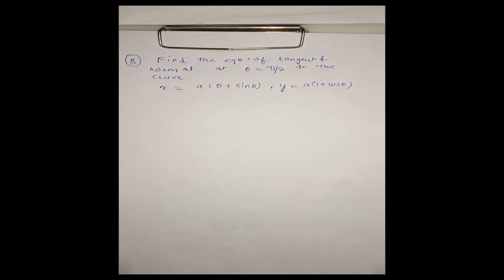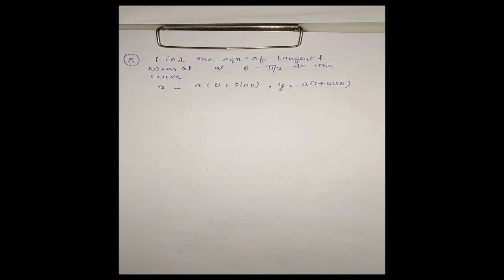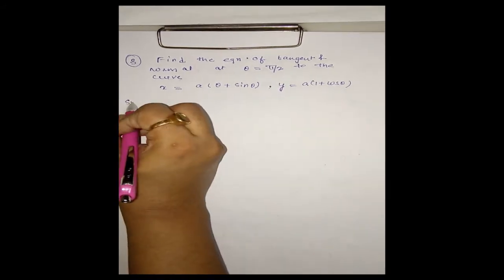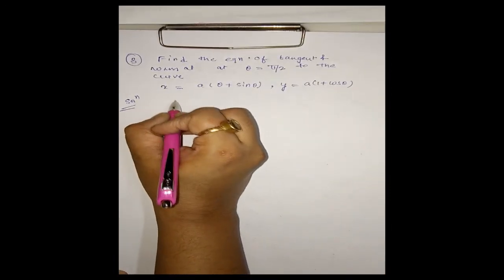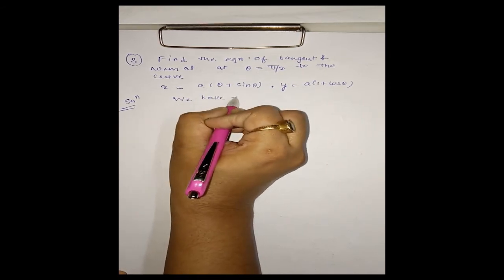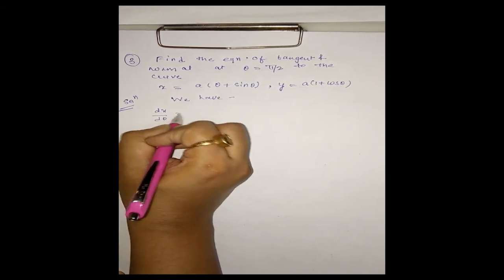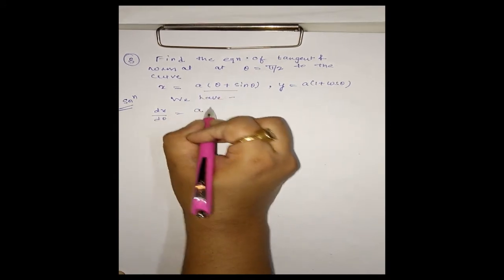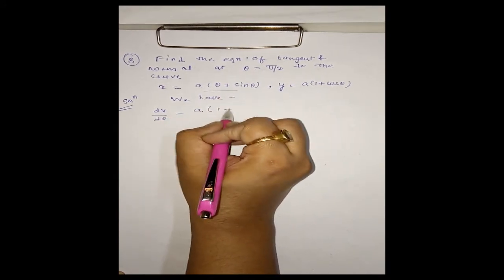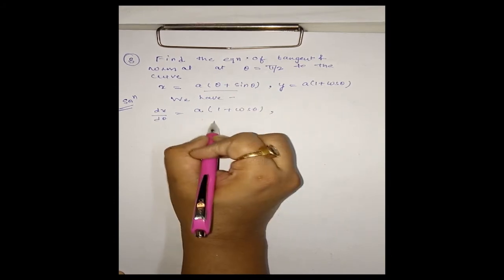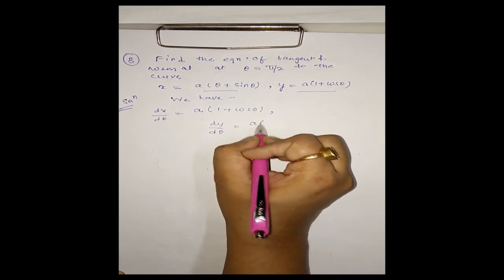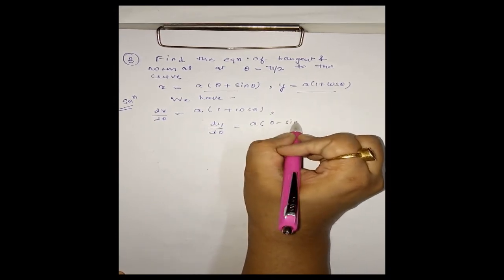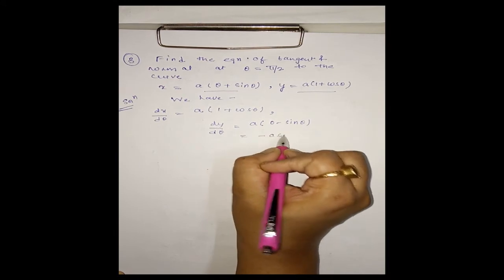Now here it is a parametric equation. We are given the equation of the curve in parametric form. Okay. Now we have to find dx by d theta and dy by d theta. We have dx by d theta, differentiating x with respect to theta. This will give us a into 1 plus cos theta, and same way dy by d theta, differentiating y with respect to theta will give us 0 and this is minus sine theta, that is minus a sine theta.